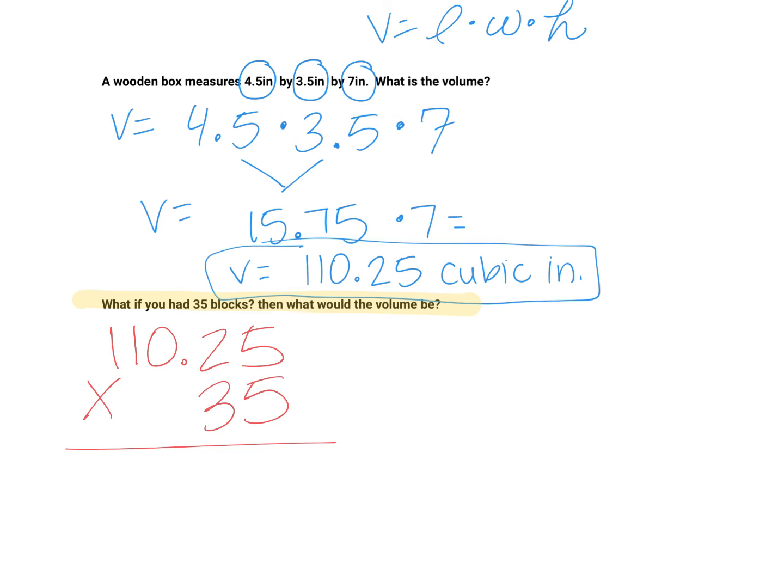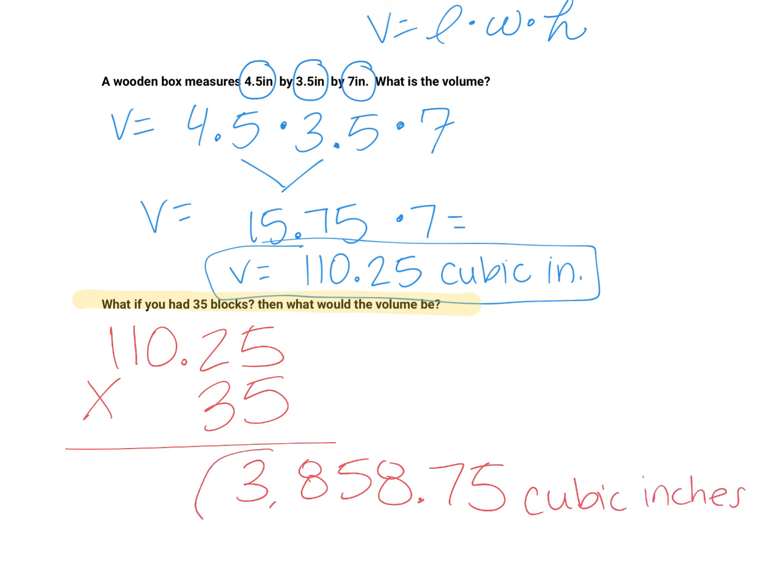So go ahead and multiply that out. 110.25 times 35. What does it give you? Hopefully you got 3,858.75. But don't forget your cubic inches. That is part of the problem. So that's our final answer for that challenge.